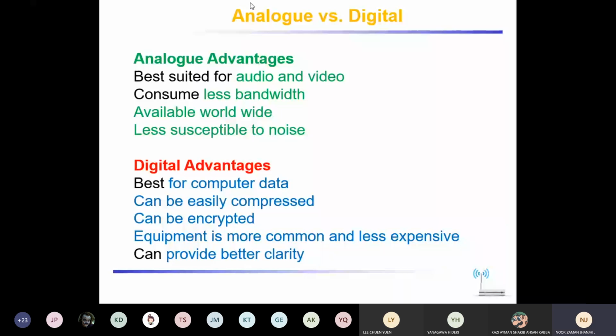Digital signals are sensitive, and they are best for computer data and can be easily compressed. Analog can be compressed, but not easily. We do compress analog signals as well, but not easily. Digital signals can be compressed easily and can also be encrypted easily. The equipment is more common and less expensive, and can provide much better clarity. So these are the major differences between analog and digital signals.